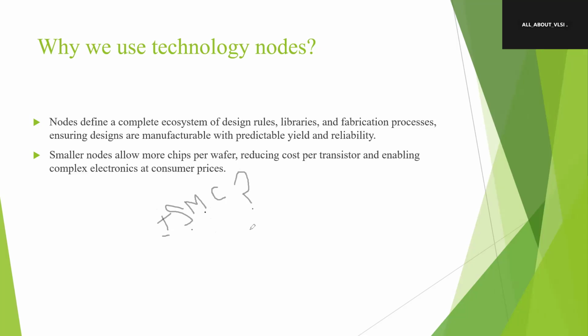We have other foundries also, like Intel and Samsung. So all these are foundries. And another one, what is that? Global Foundry also. We are having Global Foundry also. Okay. TSMC means Taiwan Semiconductor Manufacturing Company. I think so. Yes. And this is the main use of technology nodes.